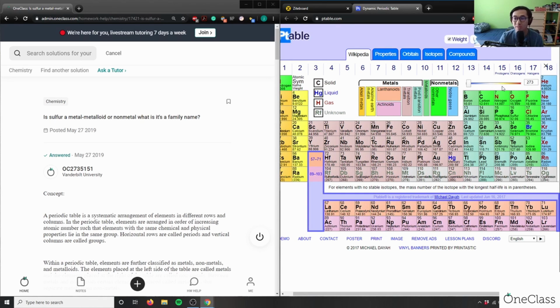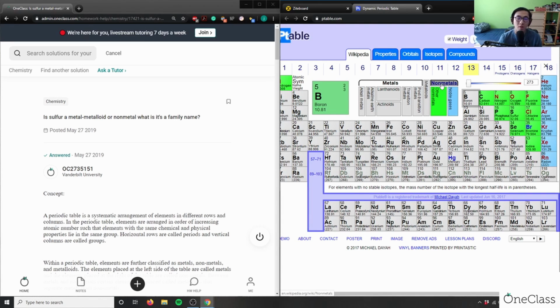And then for metalloids, it's kind of this little downward staircase. So boron, silicon, germanium, arsenic, antimony, tellurium, and astatine make a downward staircase in our periodic table. These here are metalloids. So as you can see, our non-metals are the green block here, and sulfur belongs in that green block.